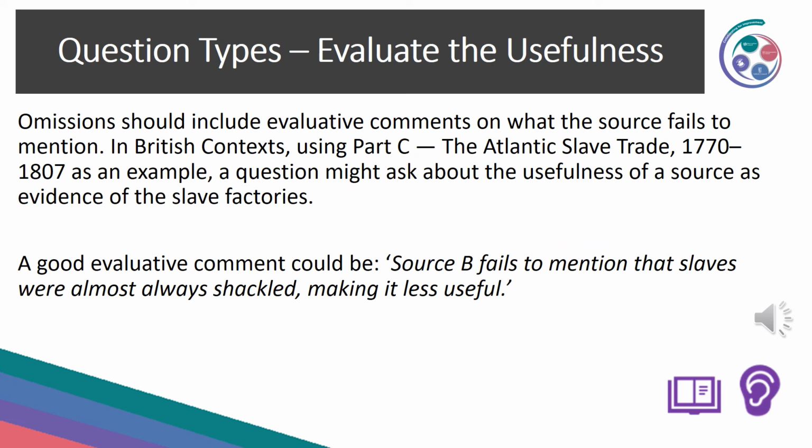We can now take a look at the source omissions. Omissions should also include evaluative comments on what the source fails to mention. If we look at the Atlantic slave trade as an example, a question might ask about the usefulness of a source as evidence of the slave factories. A good evaluative comment could be, source B fails to mention that slaves were almost always shackled, making it less useful. In this case, the candidate has said the source is less useful and then given an explanation of what the source fails to mention.